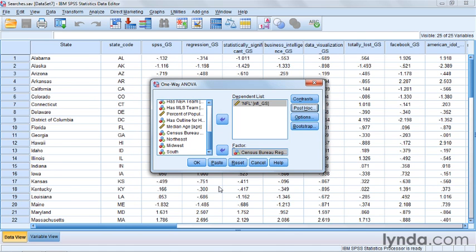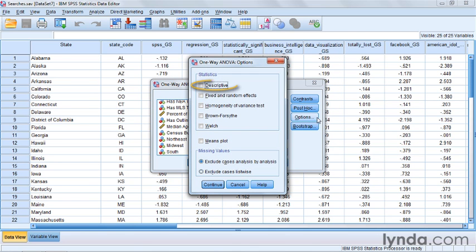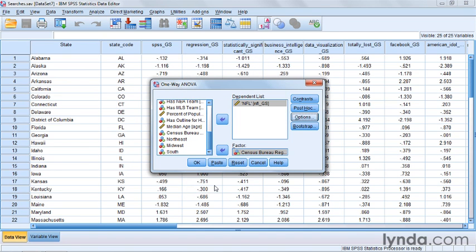Now let's take a quick look at the other options. I click on the options, and I can get descriptive statistics, which are helpful for this kind of analysis. I can also get a means plot. It's a simple line plot, but it's still helpful for looking at a graphical representation of the differences between the means. So I'm going to click on means plot, and then I'll click continue. Now we're back at the main dialog, and I'll click OK.